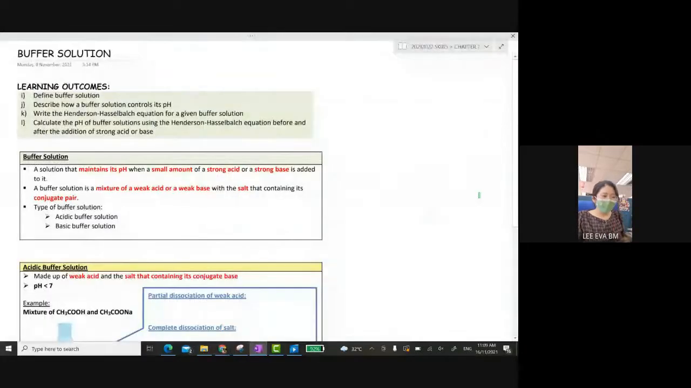Okay, so in the learning outcome, you can see over here what you should know and learn in this hour, in this subtopic. So you need to define what is a buffer solution. First of all, is the definition. And then you need to describe how a buffer solution controls its pH value. Okay, so it means the function, how it controls the pH.